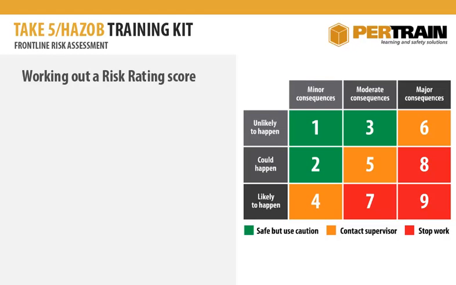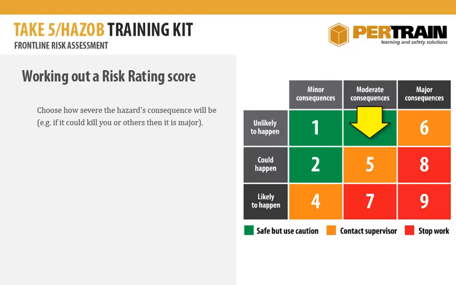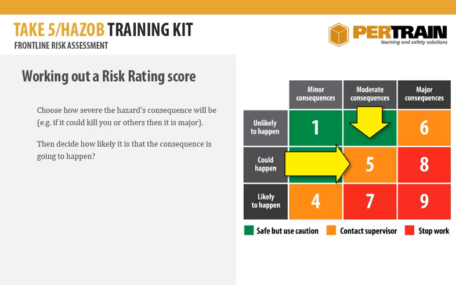Working out a risk rating score. Choose how severe the hazard consequence will be. E.g., if the hazard has the potential to kill you or others, then it is major. Then decide how likely it is that the consequence could occur. The number where your two values meet is your risk rating score.